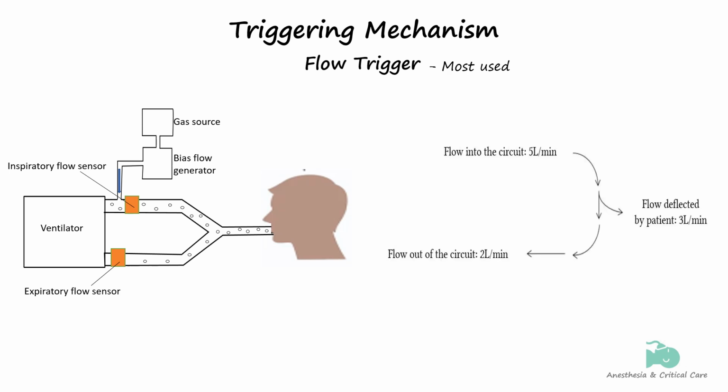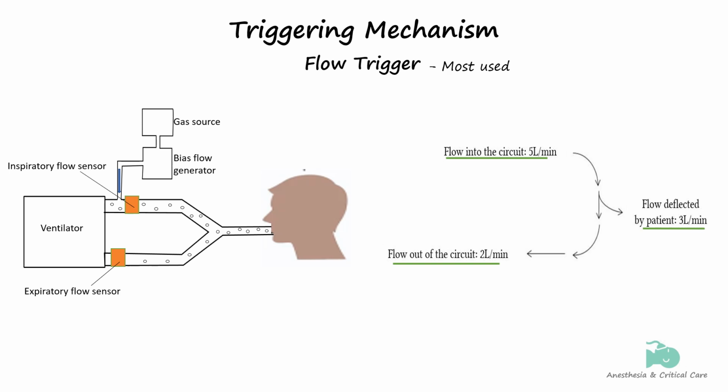For instance, if the bias flow during expiration is 5 liters per minute and the patient breathes in at 3 liters per minute, the expiratory flow rate in the ventilator circuit drops by 2 liters per minute. This reduction is detected by the expiratory flow sensor. When this missing 2 liters per minute reaches a specified threshold, the ventilator triggers the inspiratory valve to open and deliver a breath.